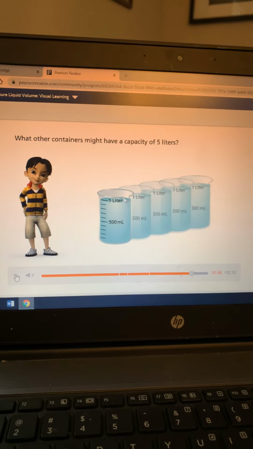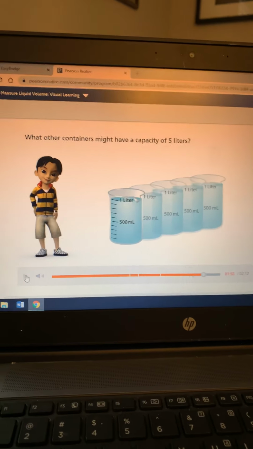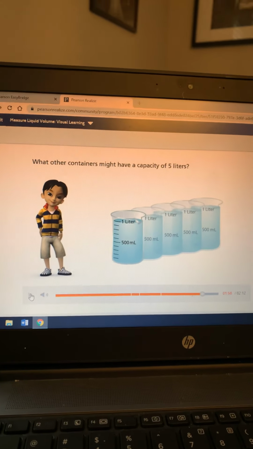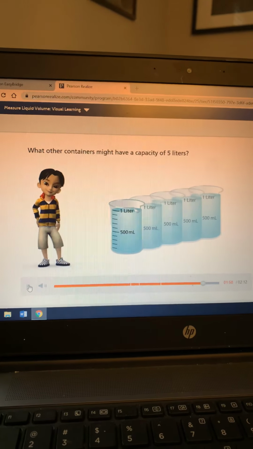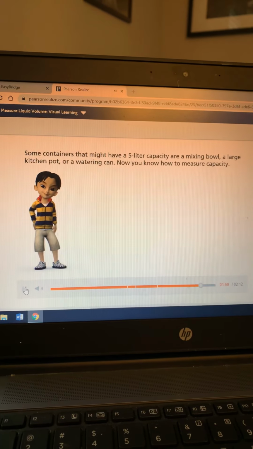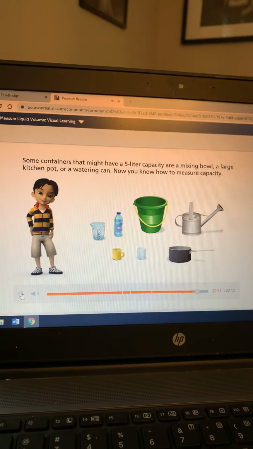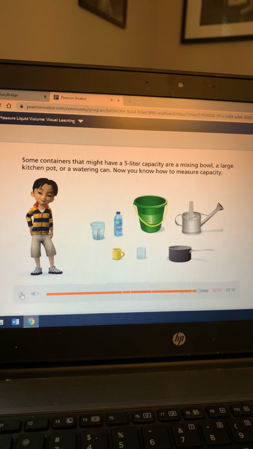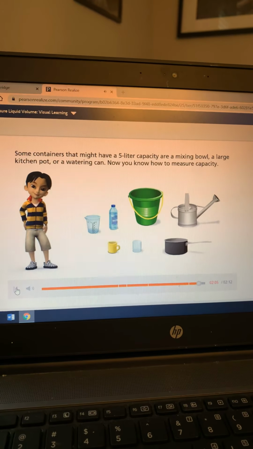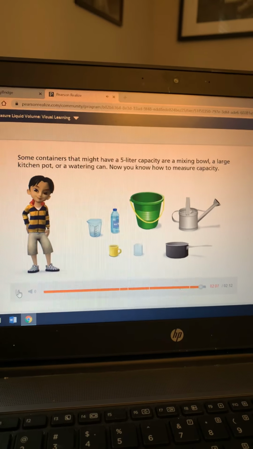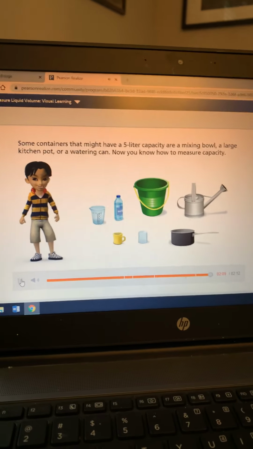That's a couple different things. You can do a big water jug, like the Gatorade ones you see on TV sometimes. These might be 5 liters. Big buckets. Some containers that might have a 5-liter capacity are a mixing bowl, a large kitchen pot, or a watering can. Now you know how to measure capacity.